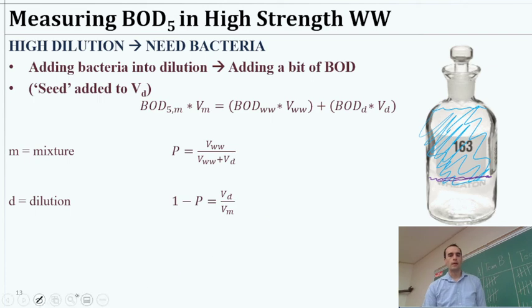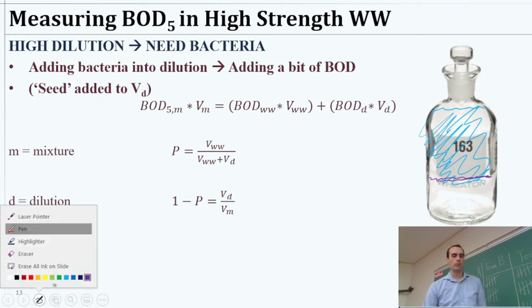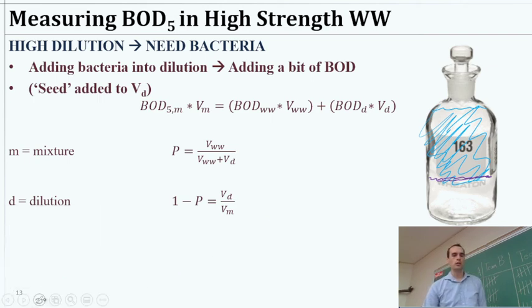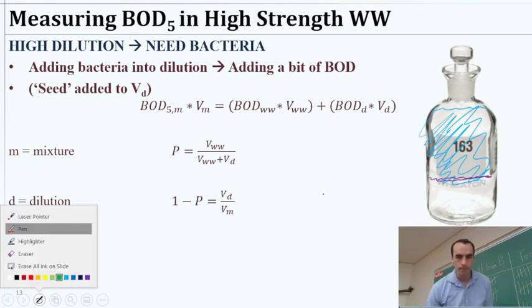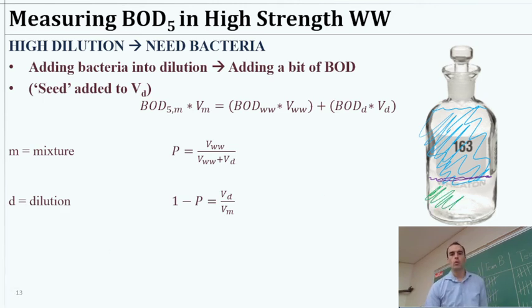The point being is we're adding three elements. We're adding dilution, we're adding the wastewater, and we're adding a little bit of this seed stuff. And that seed stuff, in order to keep a culture of bacteria happy, is going to have some biodegradable organics in it. So we're actually adding a little bit of BOD when we do this seeded dilution. So it just complicates it a little bit.